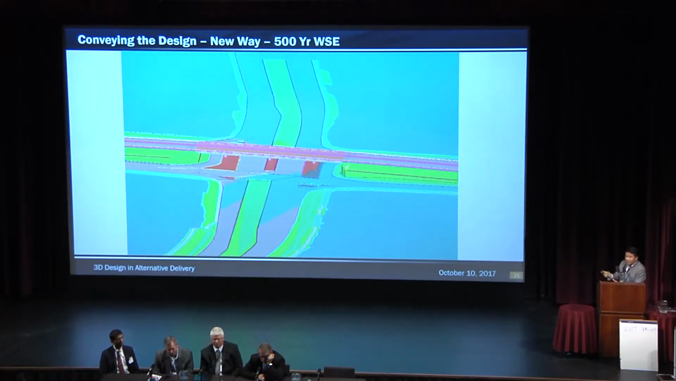If for whatever reason I wanted to see what the 500-year water surface elevation is without looking at contours, I can just place a little shape there and see whatever is underwater at the 500-year water surface elevation. Whatever is going to be flooded is shown right there.